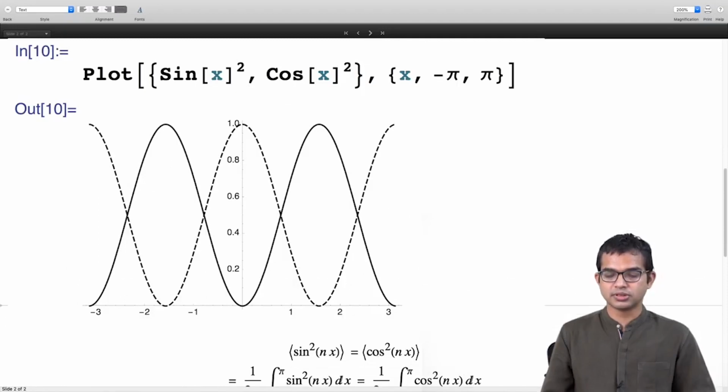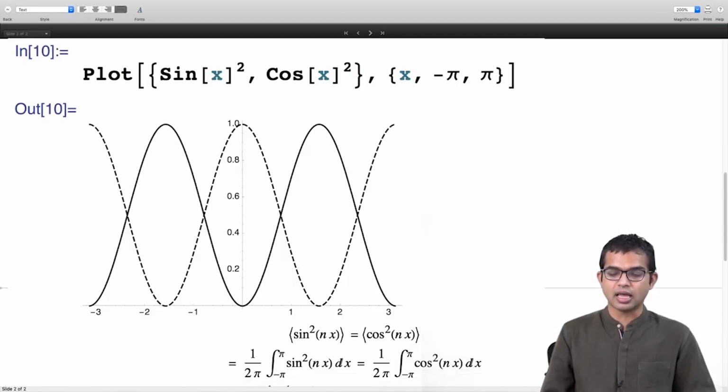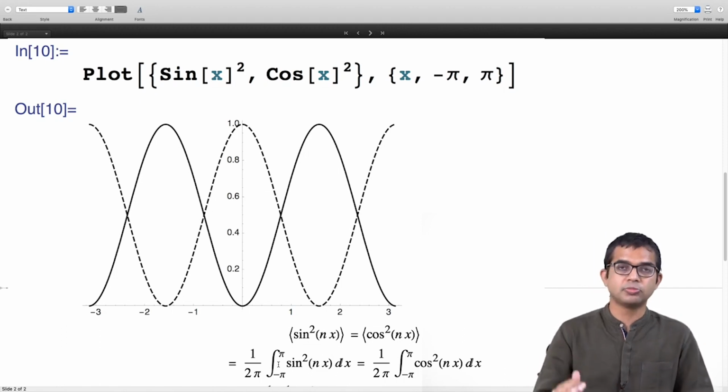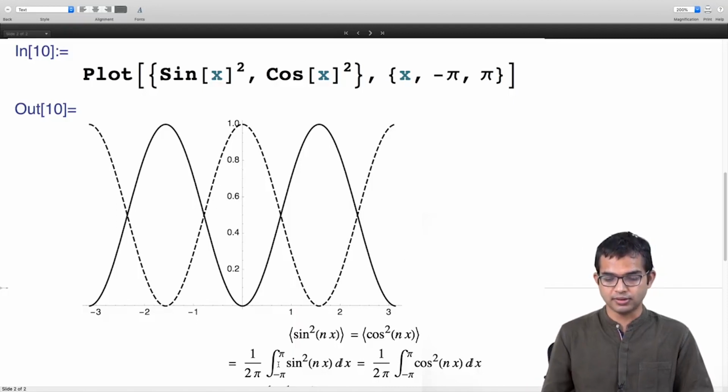So for the purpose of this discussion, let's say that you're looking at the average of sine squared nx and cosine squared of nx in the interval minus pi to plus pi. Let me fix the interval to be minus pi to pi now, and then you'll see in a moment we can actually shift this period about. We have much more freedom.